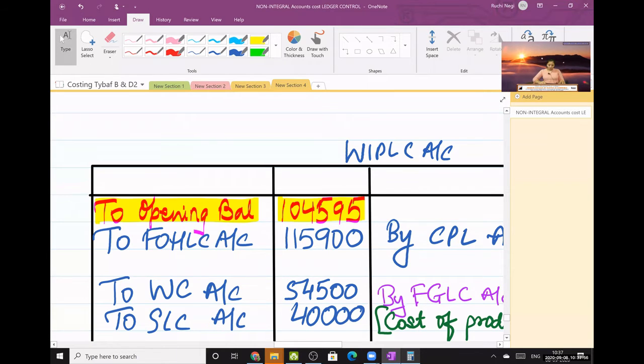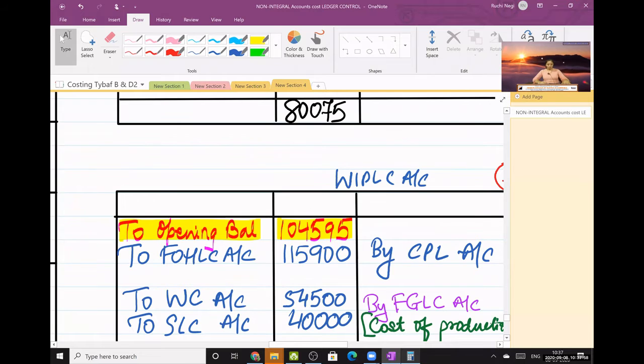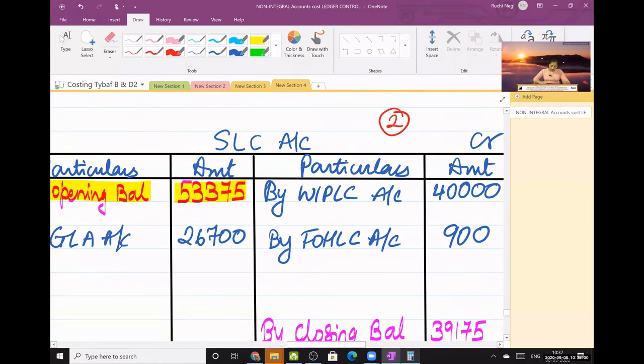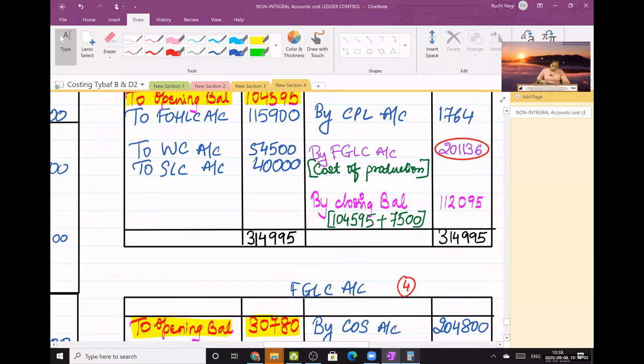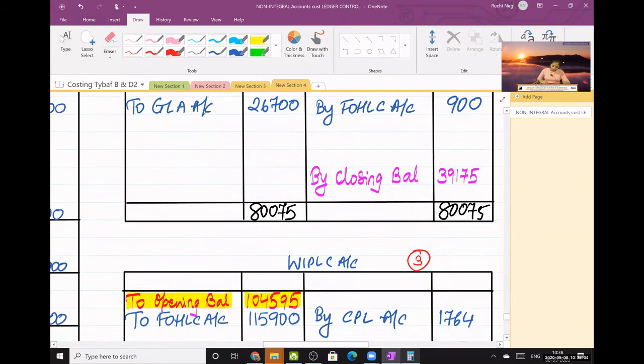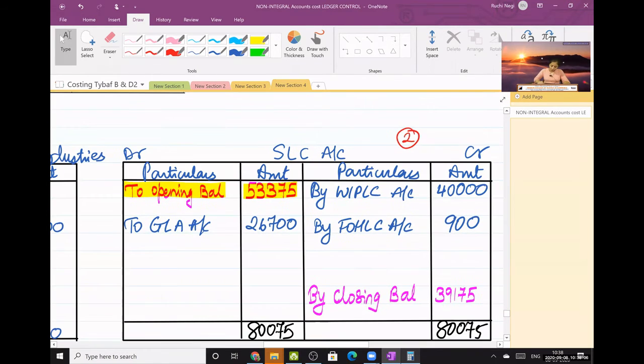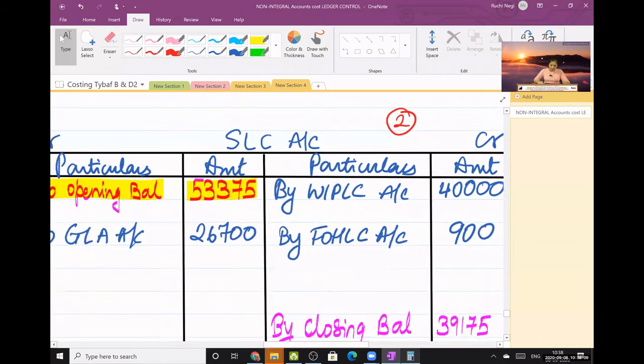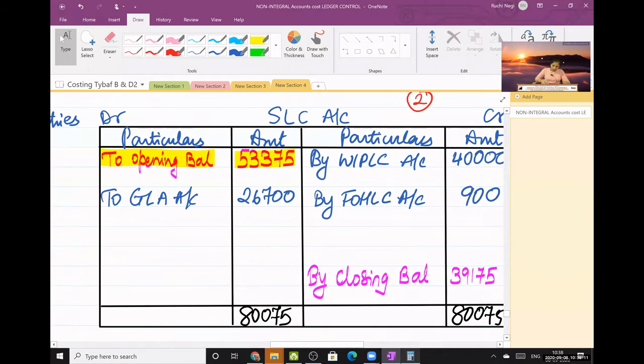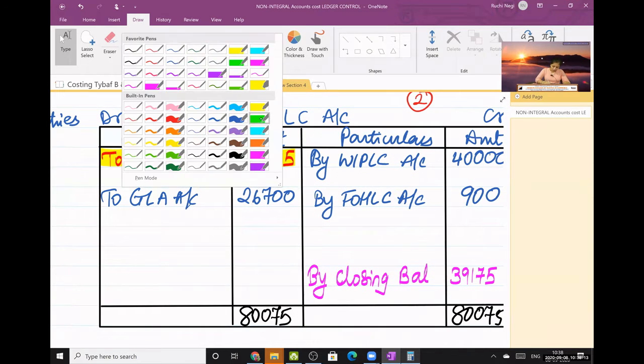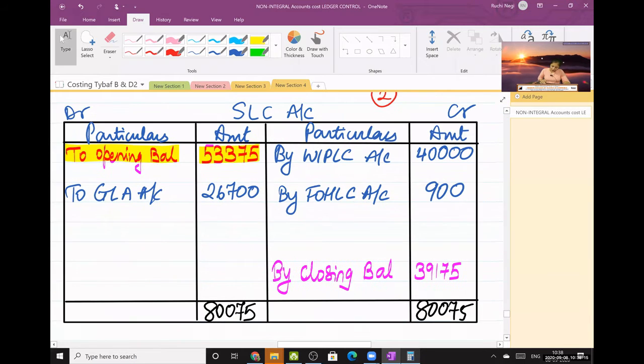After that, now close the stock account. When you close the stock account, I put number 2 here. Stores ledger will be closed second. This will be your balancing figure, 49,175, by closing balance of stock, closing stock of raw material.